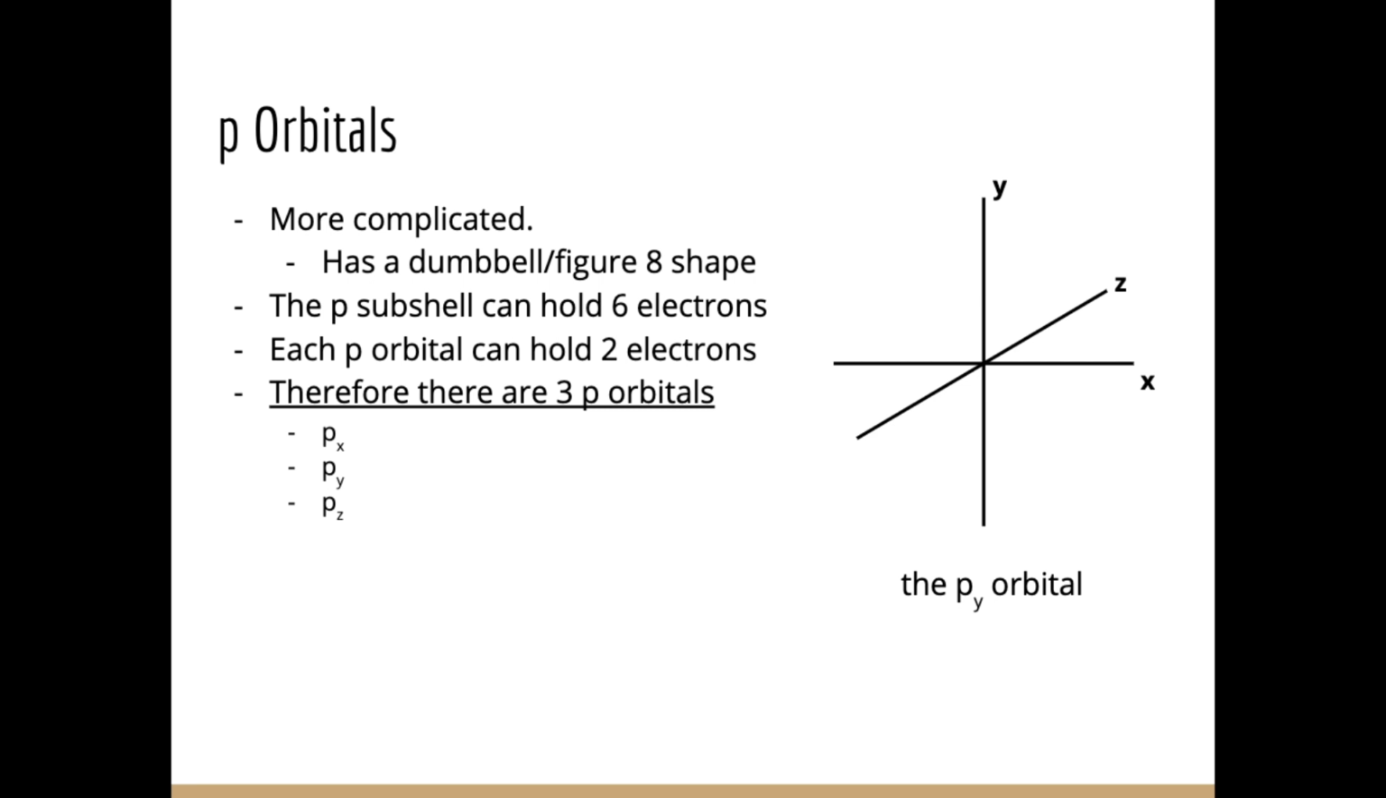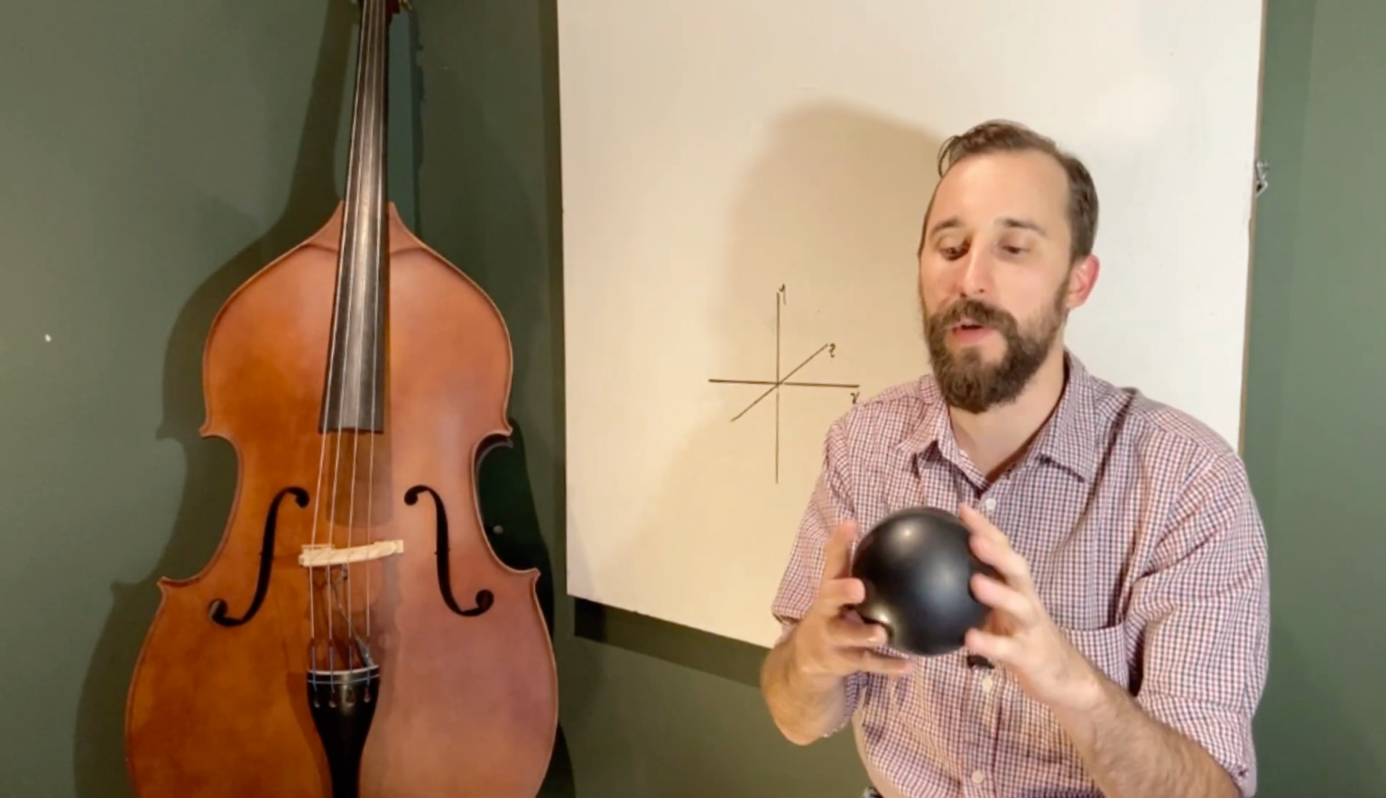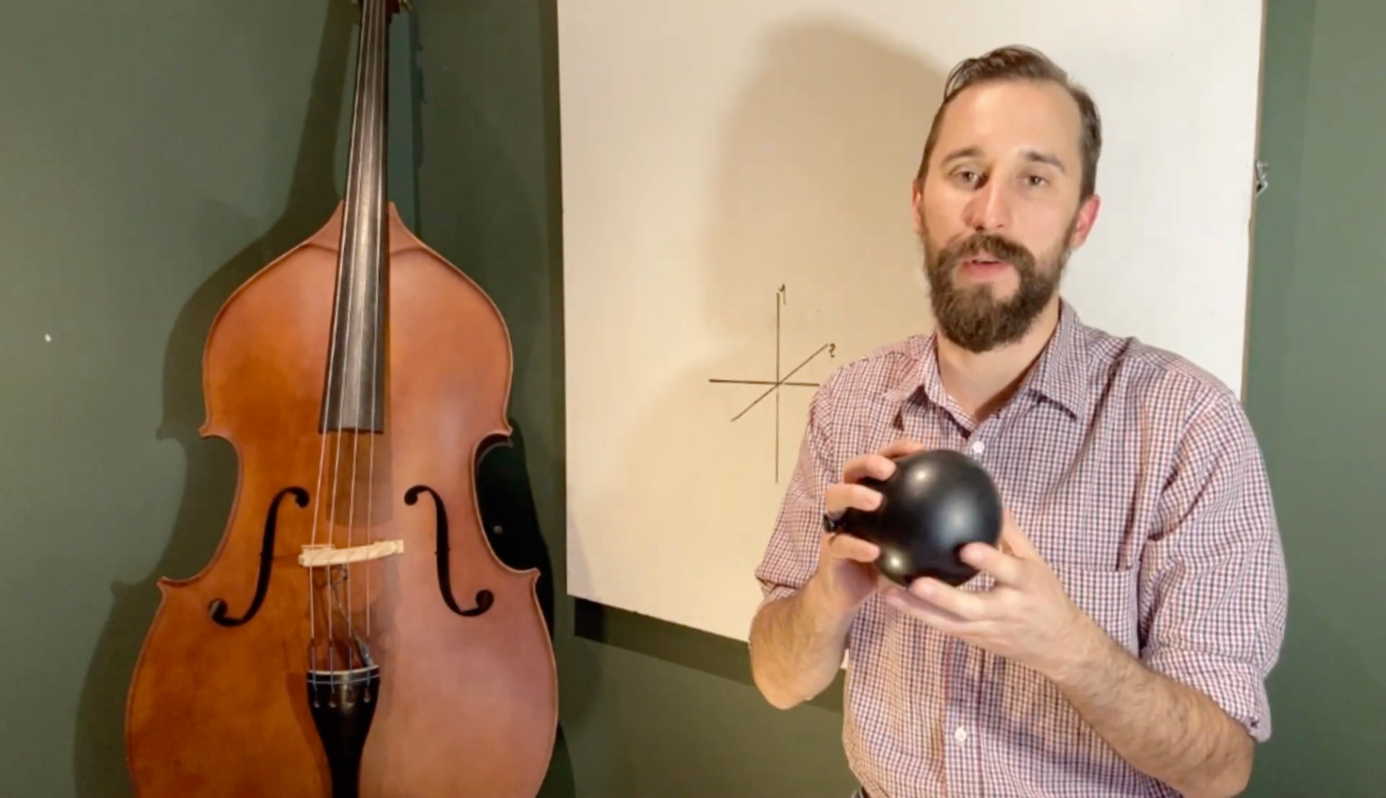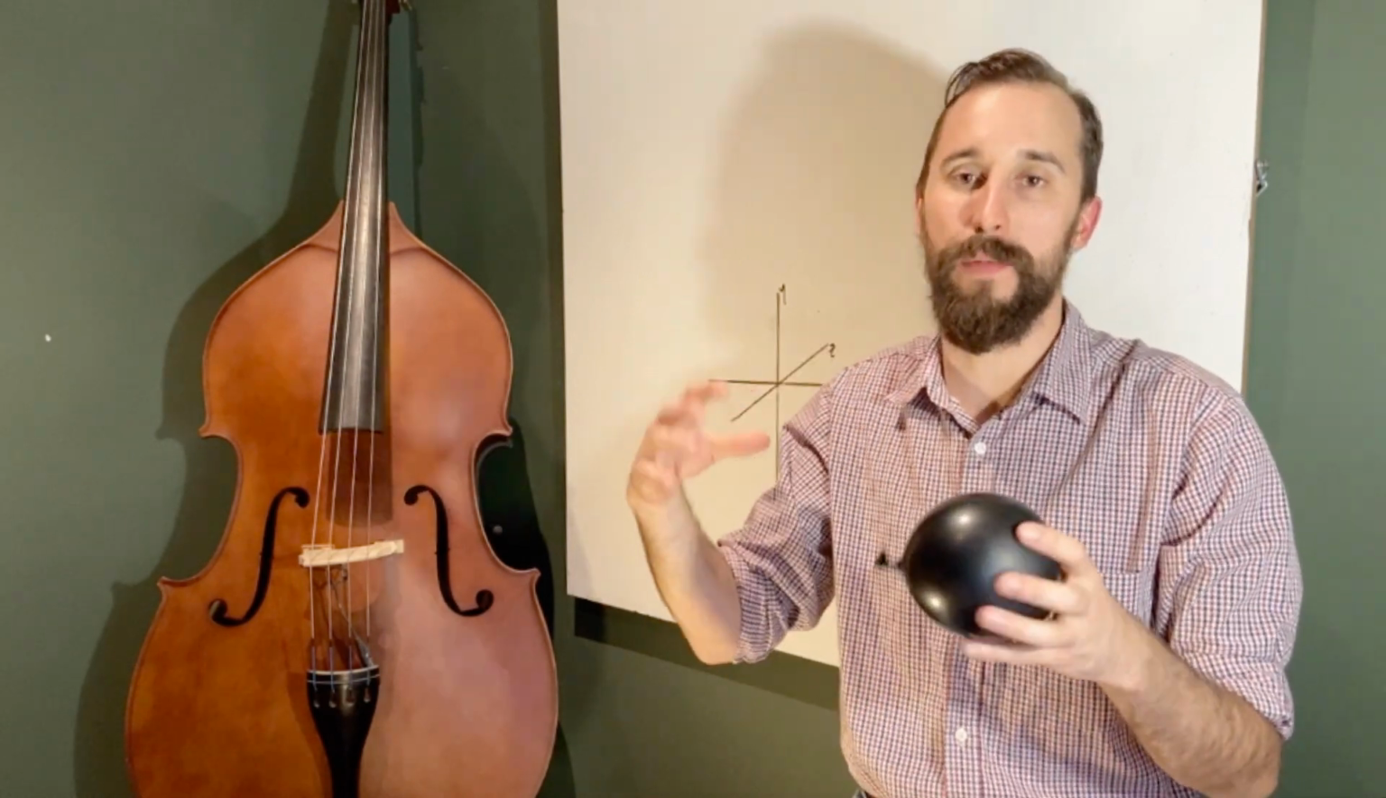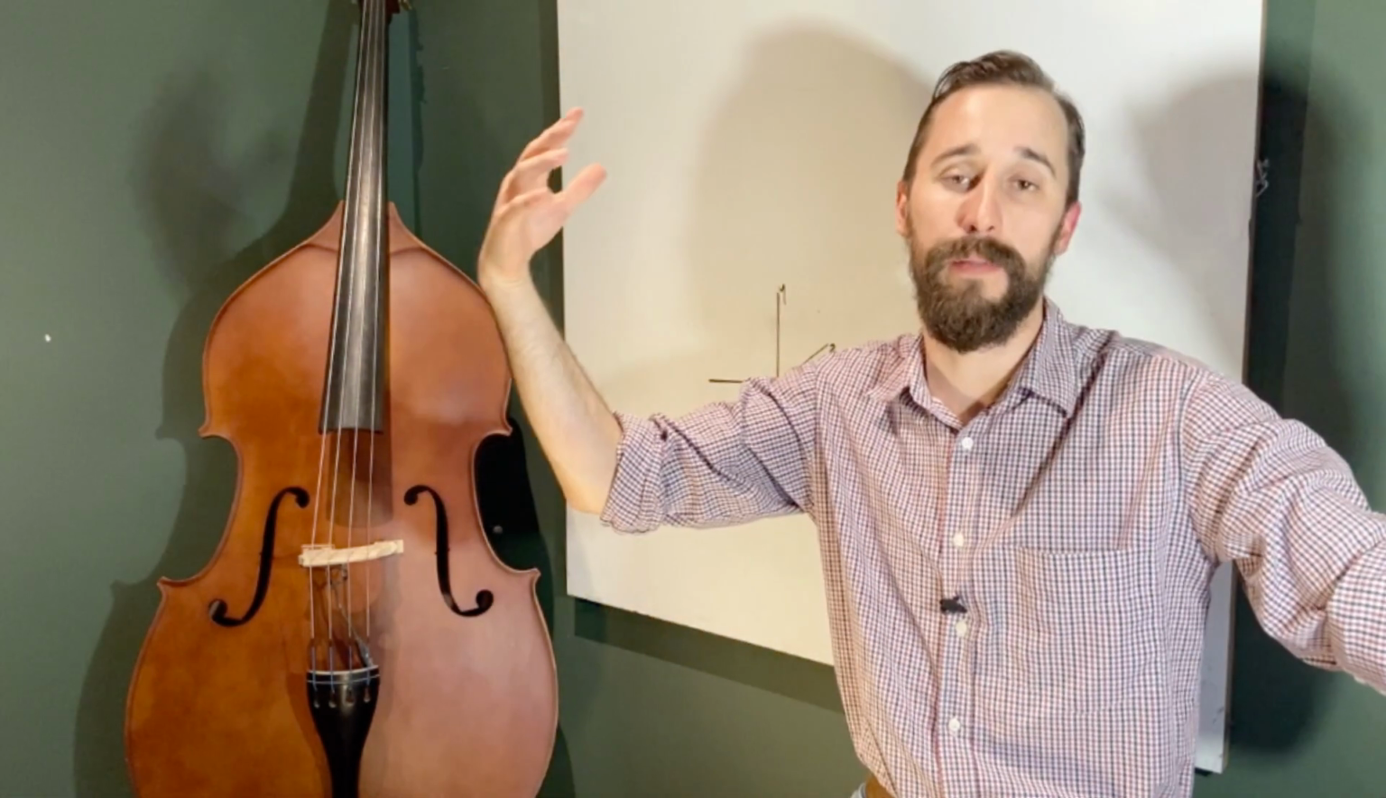The p orbital is slightly more complicated because our region of the lowest energy closest to the nucleus has been taken up by the s subshells that are beneath it. So all electrons, if we've got more than 2 electrons, have to keep stacking on top of each other.